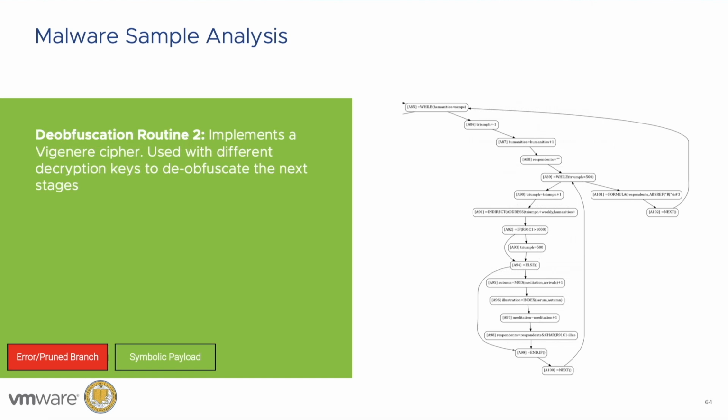Then we will execute deobfuscation routine 2, which is slightly different from what we have seen in deobfuscation routine 1, and in this case is an implementation of the Vigenère cipher, which is still fairly simple. This is used with different decryption keys in order to deobfuscate the second, third, and fourth stage of the malware execution.